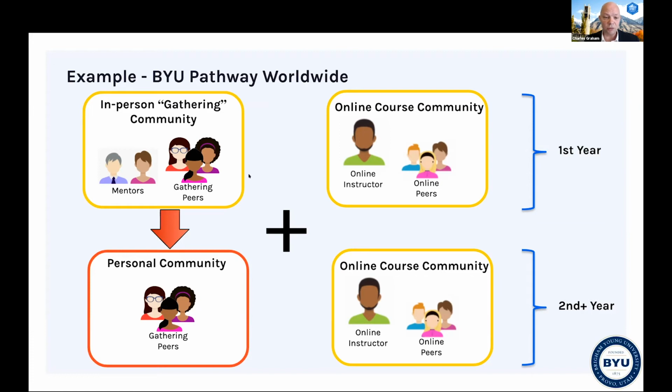And one thing that's interesting about that is that after the first year, this in-person gathering community actually goes away, but the peers and the friends that they've created in that in-person gathering community become part of their personal community, which then supports them through the rest of their program.